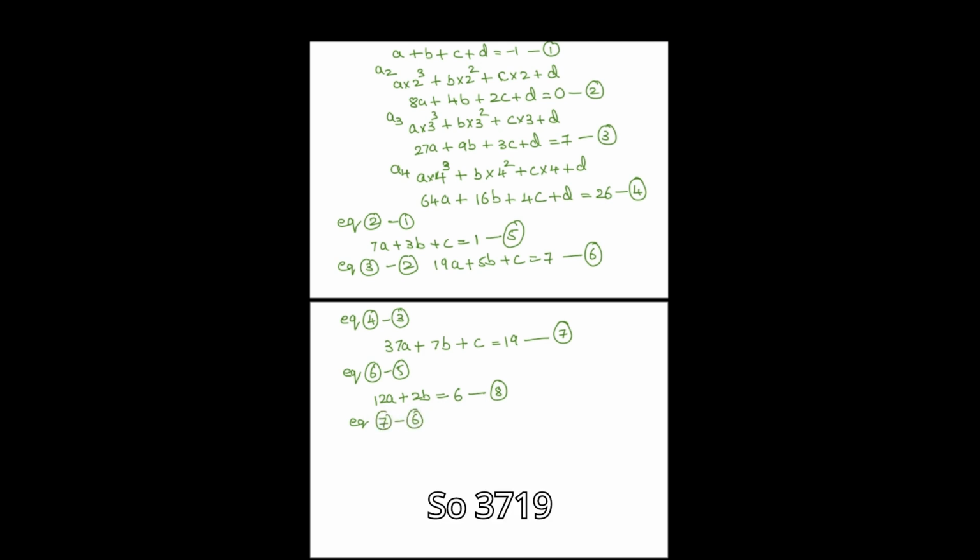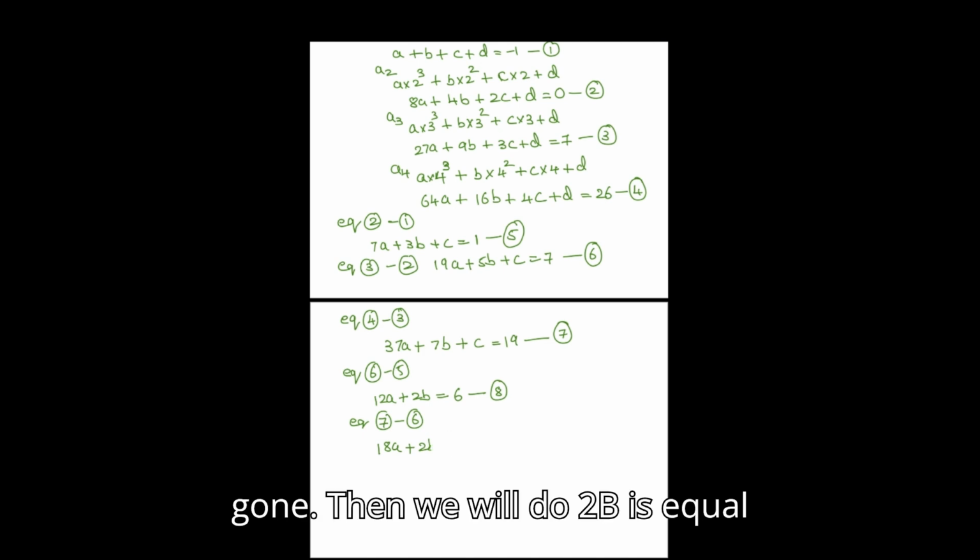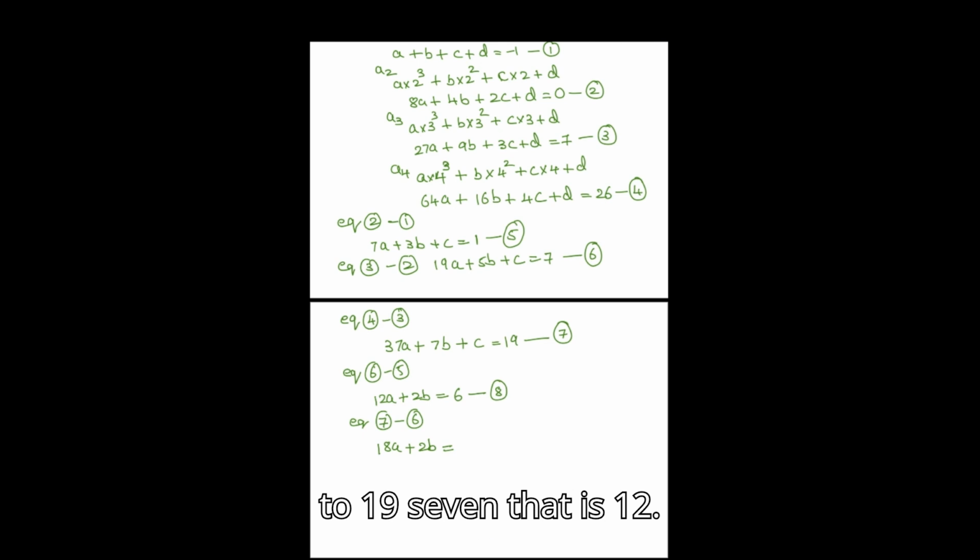Then we can do equation 7 minus 6. So 37 minus 19 is 18a, plus 7b minus 5b is 2b, and c minus c is gone again. Then 2b is equal to 19 minus 7, that is 12. So this is equation 9.